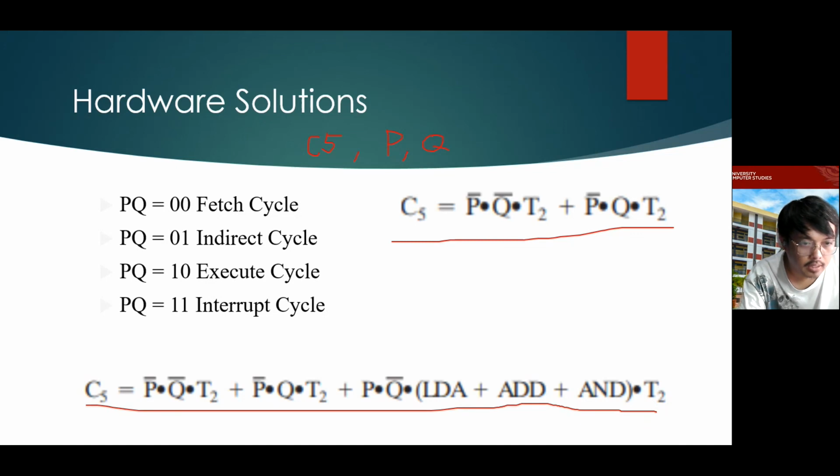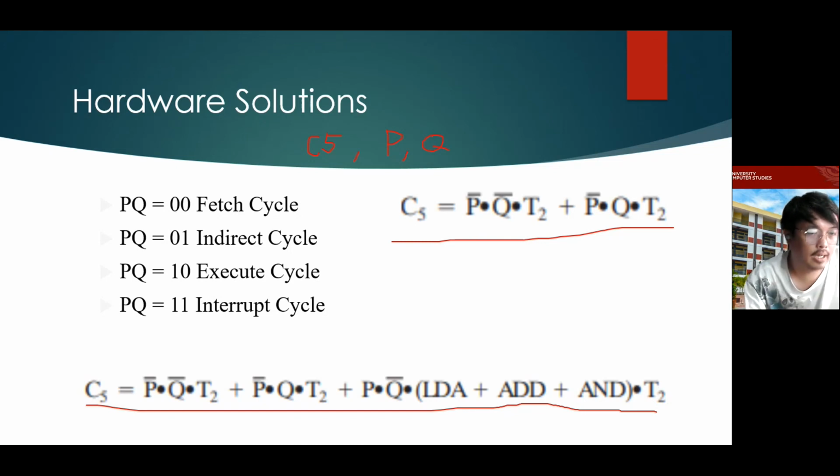This same process could be repeated for every control signal generated by the processor. And the result would be a set of Boolean equations that defines the behavior of the control unit and the processor.